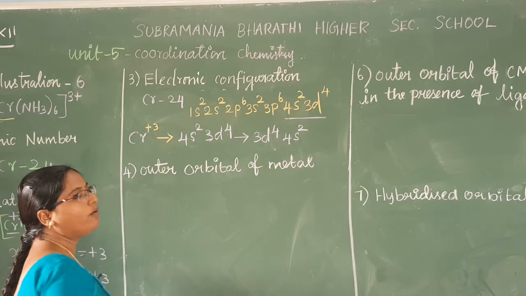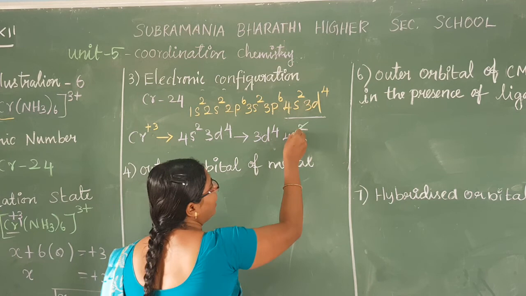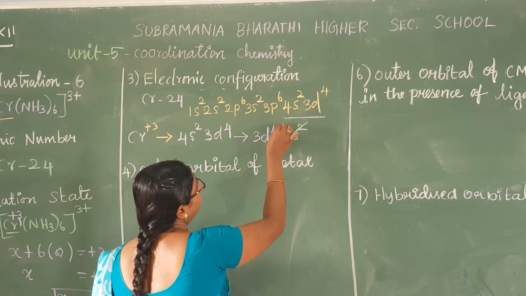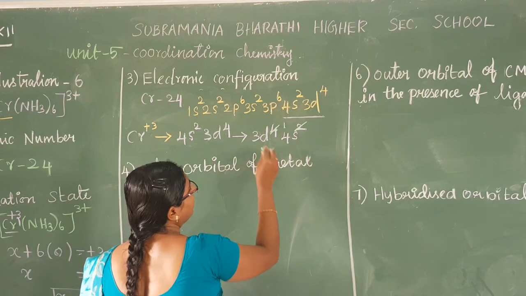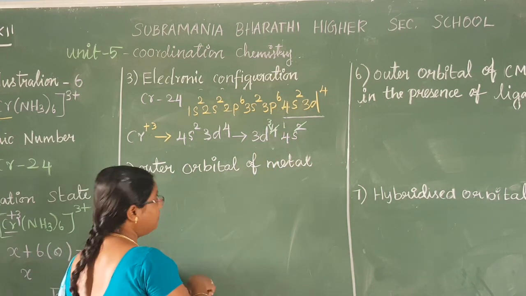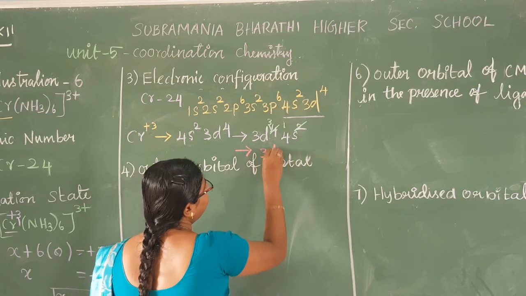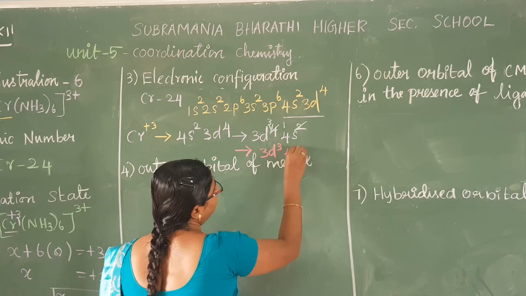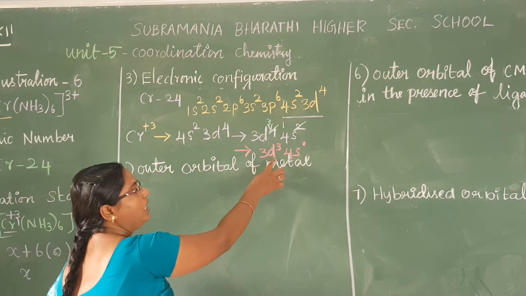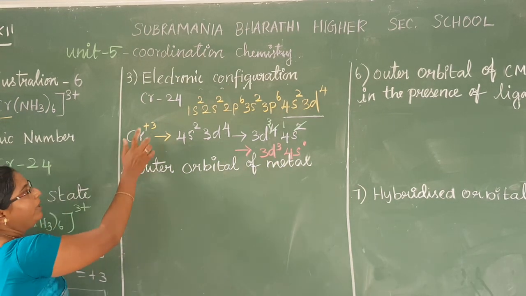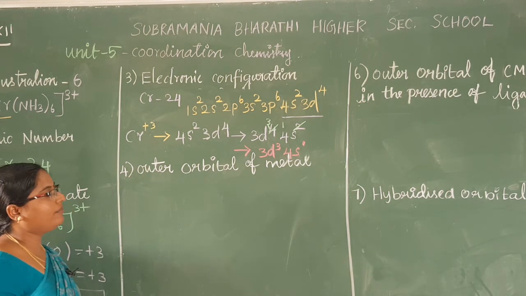I have to remove how many electrons? 3 electrons. So I am removing 2 electrons from the s orbital and 1 electron from the d orbital. So what will I get here? It will be 3d3. So finally I got 3d3 and 4s0. Okay, this is our outer electronic configuration for the chromium +3 ion.